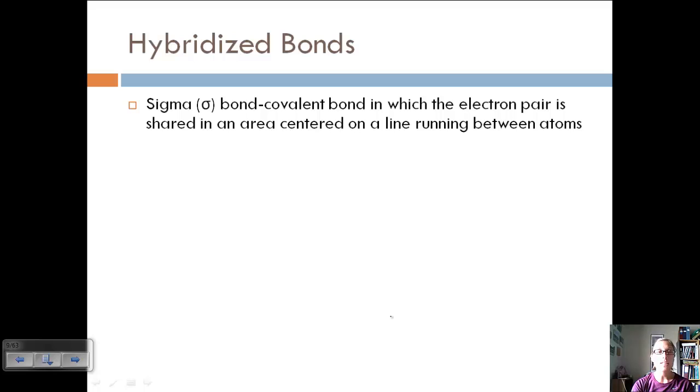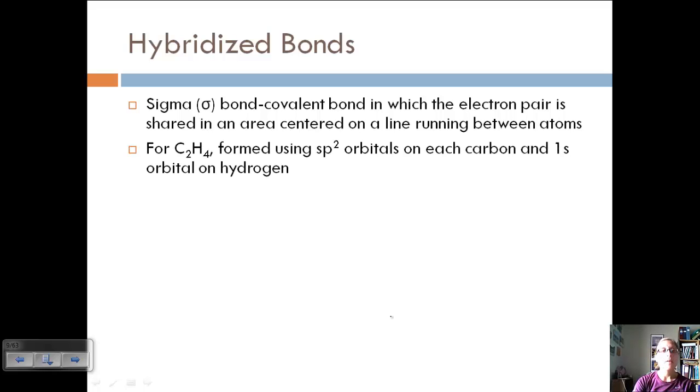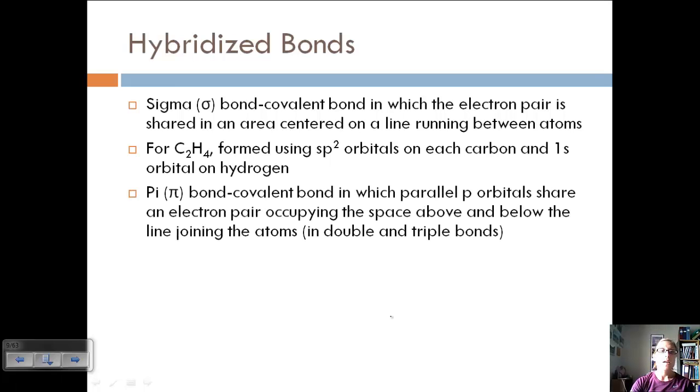Okay, so we can have what's called a sigma bond, and it's a covalent bond in which the electron pair is shared in an area centered on a line running between atoms. Think of it like a single bond. Okay, so for C2H4, this is formed using sp2 orbitals on each carbon and a 1s orbital on the hydrogen, because remember, hydrogen contributes 1s valence electrons. A pi bond is a covalent bond in which parallel p orbitals share an electron pair occupying the space above and below the sigma bond, basically.